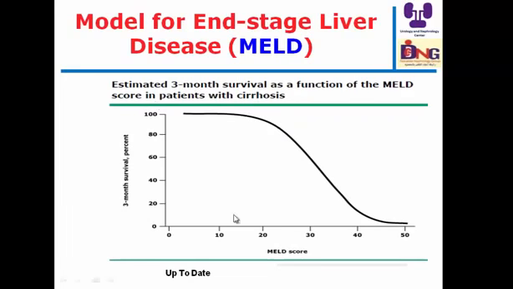So here the value of the MELD score: the higher the score, the lower the 3-month survival. So you can see here, if you are here, mortality is the rule.